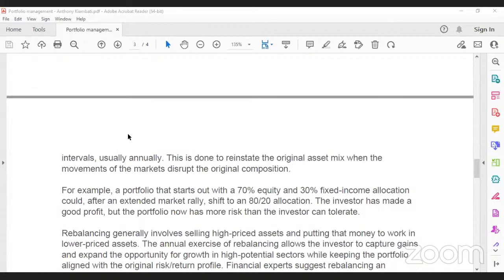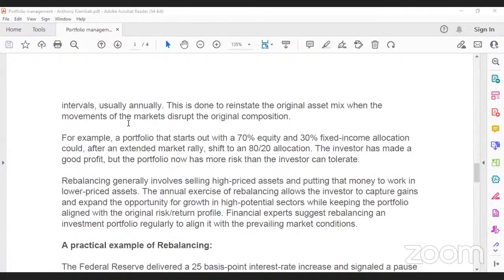Let me give you an example. Let's say a portfolio started with a 70% equity and 30% fixed income allocation. After, let's say, an extended market rally, the portfolio shifts to an 80-20 allocation. So the investor has made a good profit, but the portfolio now has more risk than the investor can tolerate. So it's time to rebalance that portfolio.